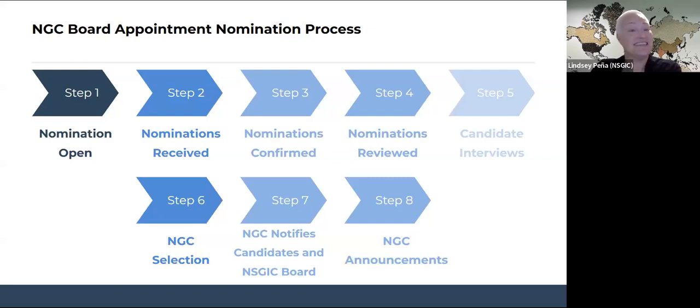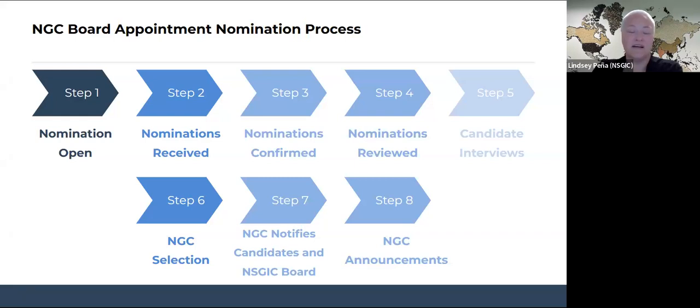If anyone is interested in the board nomination process, we do have a whole document on the NGC page that you can download. But this is just a quick snapshot. So we open the nominations. We are currently in the process of receiving those nominations. You can ideally go to the Google form on the NGC webpage, or there have been some emails sent out where you can click the link to nominate. Or worst case scenario, you can email me at lindsay.pena@nsgic.org to make those nominations.